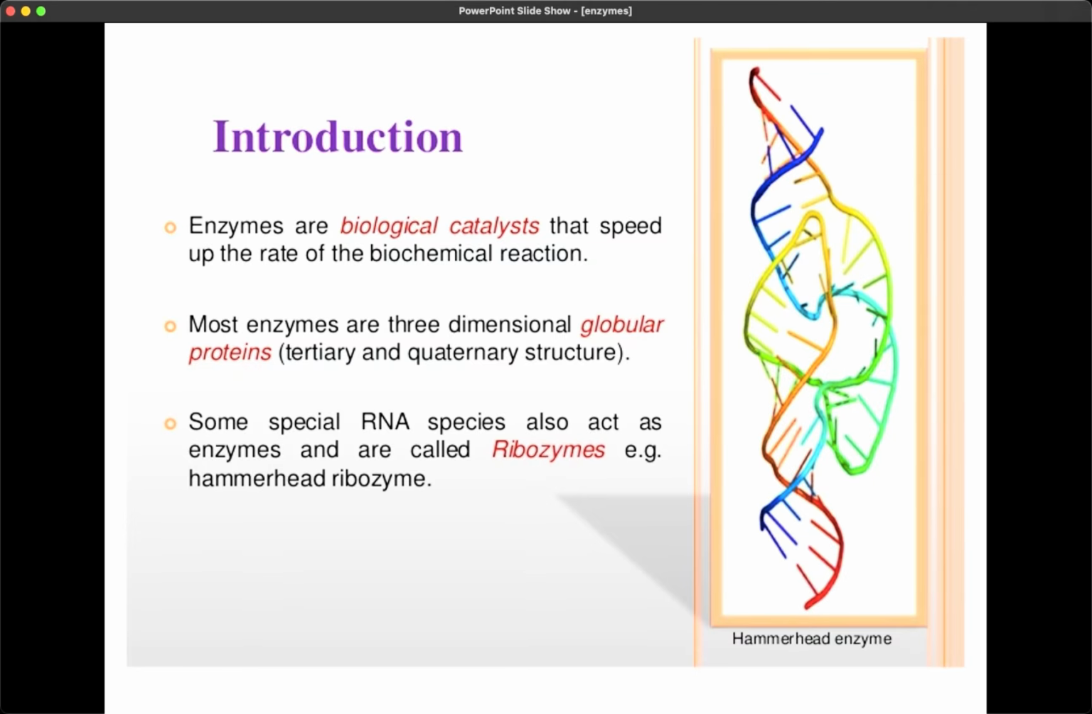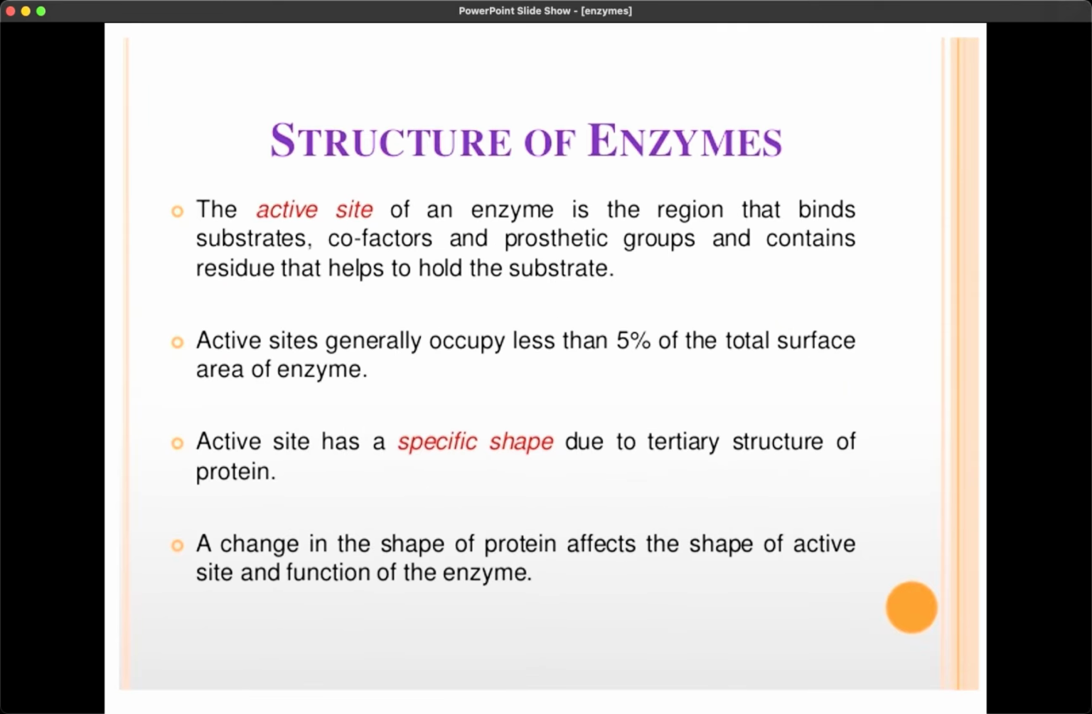Okay, so looking into its structure, we know every enzyme has an active site. I hope you all are familiar with active site, which you have previously studied in your previous classes. And here, this active site is the region where all of the substrates, cofactors, whatever it is, everything binds to the enzymes through the active site. And this active site is only a few percentage of the surface area of the enzyme.